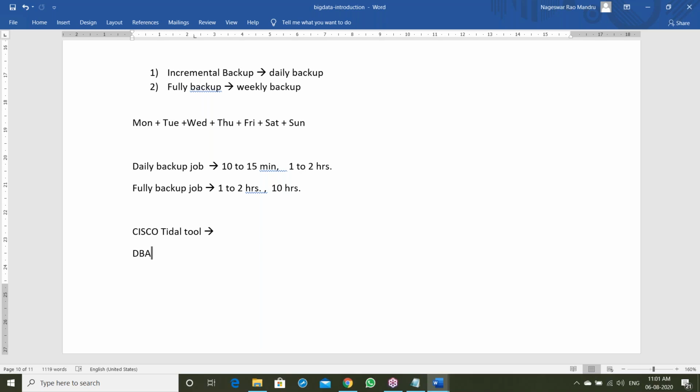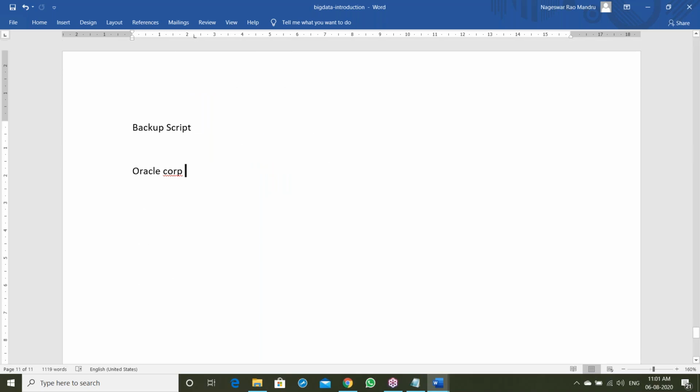Then come to Hadoop. With Hadoop, backup is not necessary. Hadoop takes care of backup here. How can it take care of backup? Let us see that.